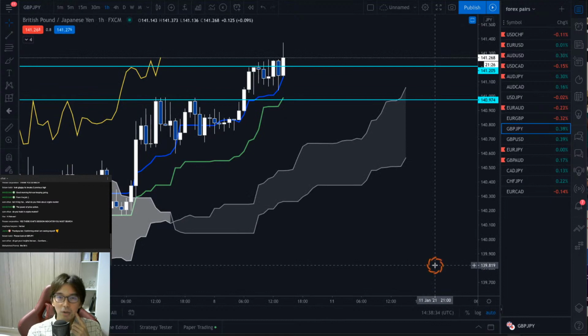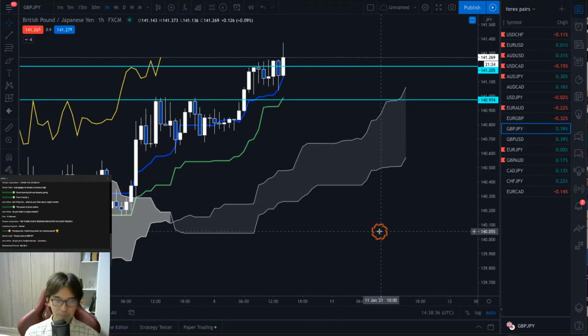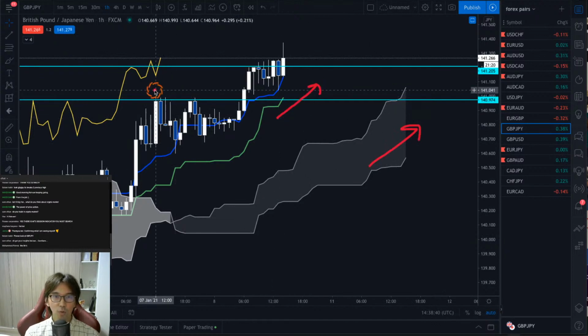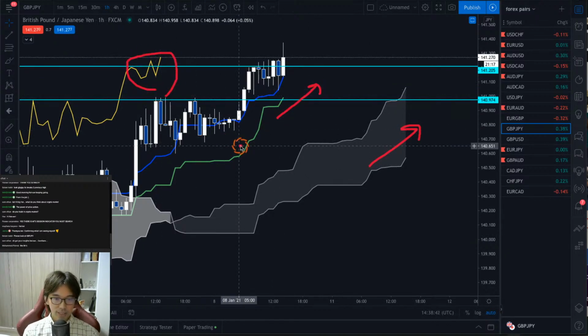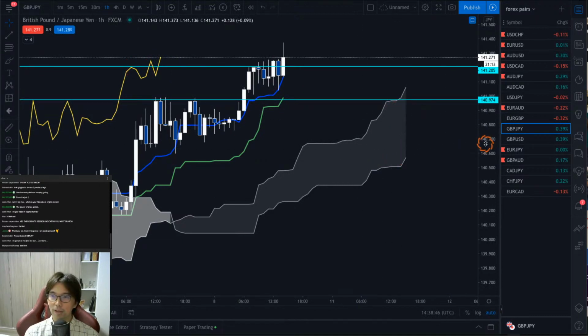Oh, 1 hour also uptrending. So Kumo up, Kijun Sen, Tenkan Sen up, and Chikou span above the candles. So it's a nice uptrend confirmation. So let me mark this one too, pound yen. And let's take a look at the lower time frame.